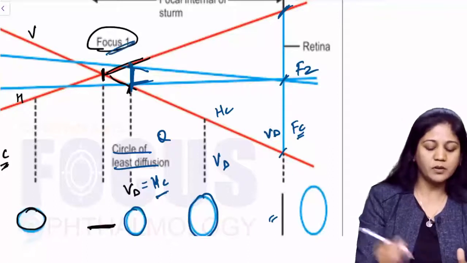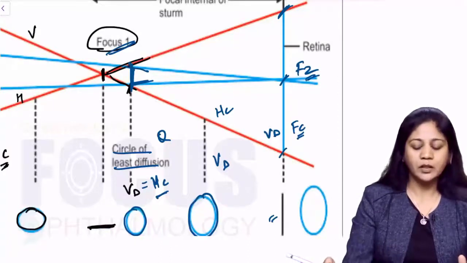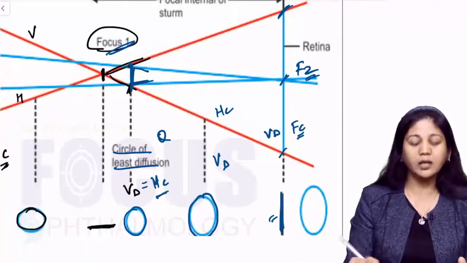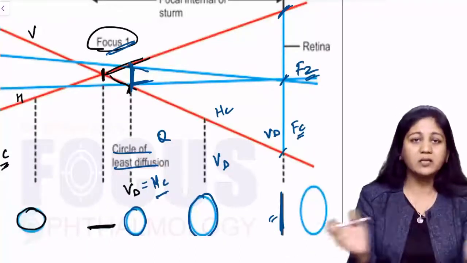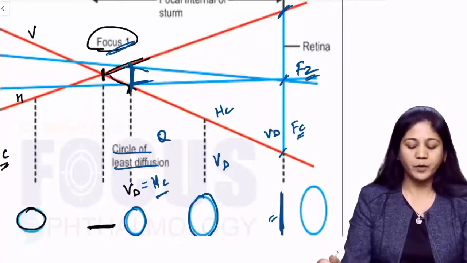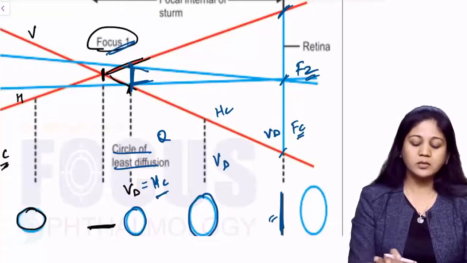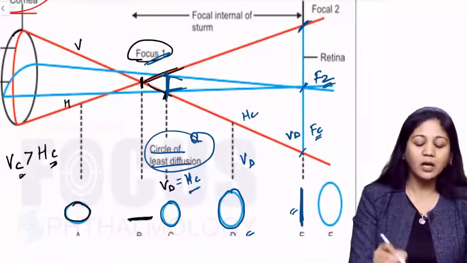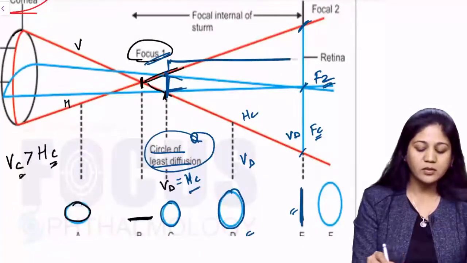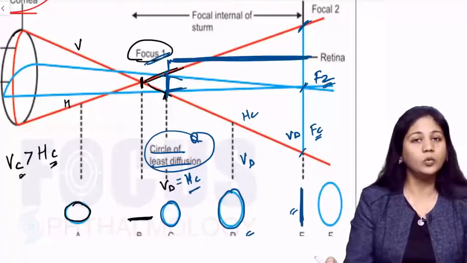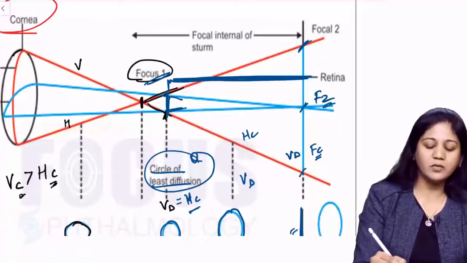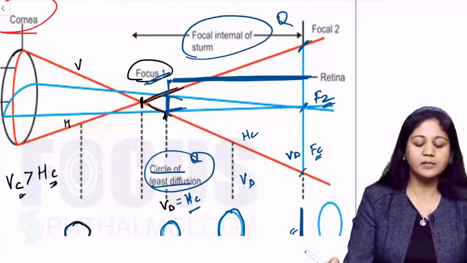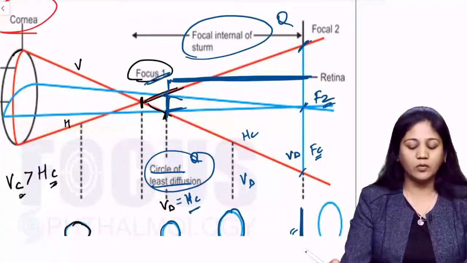That was your focus number 1. This is your focus number 2. Here the resulting image will be a vertical line because the vertical rays are still diverging. Okay, so this is your Sturm's conoid. This is your circle of least diffusion, and the distance between focus number 1 and focus number 2 will be called the focal interval of Sturm.